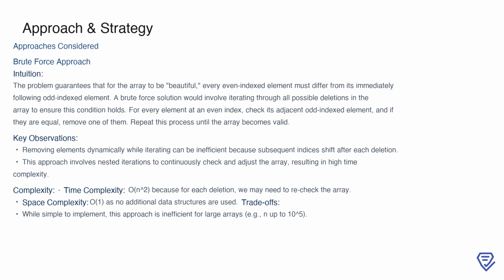Removing elements dynamically while iterating creates inefficiencies because every deletion causes subsequent indices to shift, which means the array must be re-evaluated. This results in nested iterations, leading to a time complexity of n squared. While the space complexity is low since no additional data structures are used, the trade-off is clear. This approach becomes impractical for larger arrays, especially when n can go up to 10 to the power of 5. It's simple to implement but computationally expensive for large inputs.